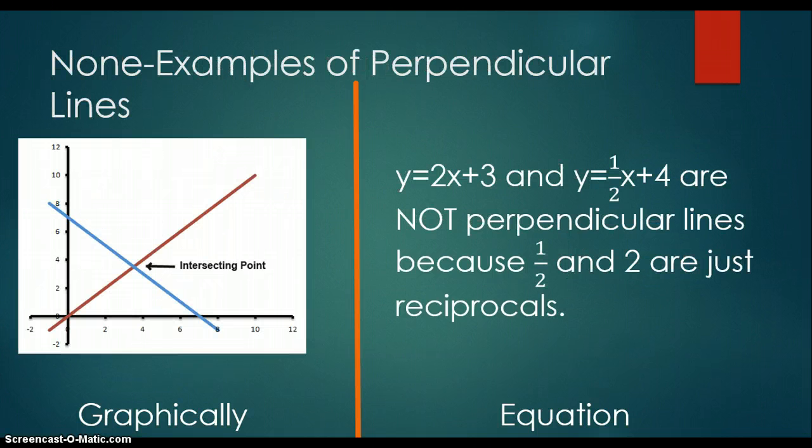Some non-examples of perpendicular lines. Well, graphically, we just had two lines that intersect at a point. Any old point doesn't make a right angle. And in the equation, y equals 2x plus 3 and y equals 1/2 x are not perpendicular lines because the slope of 1/2 and the slope of 2 are just reciprocals. They're not negative, opposite reciprocals. And that is all for tonight.